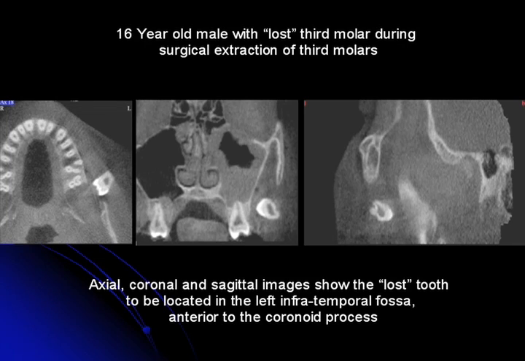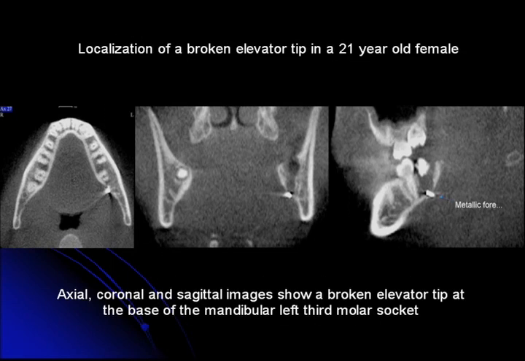So this lost tooth is actually located in the left infratemporal fossa anterior to the coronoid process. So it's great for anatomic identification, especially during things like surgical extraction where you lose a tooth.